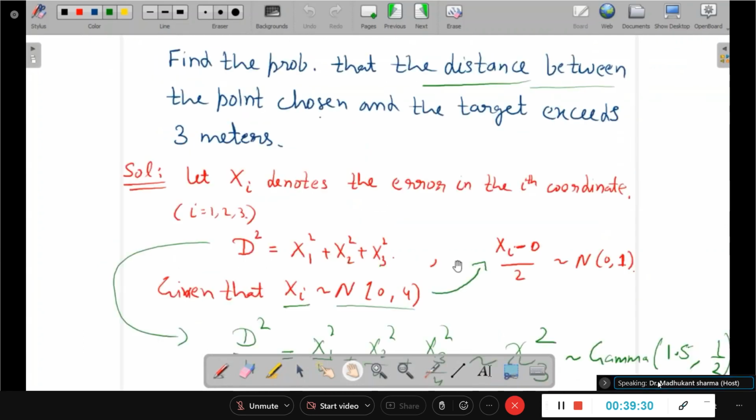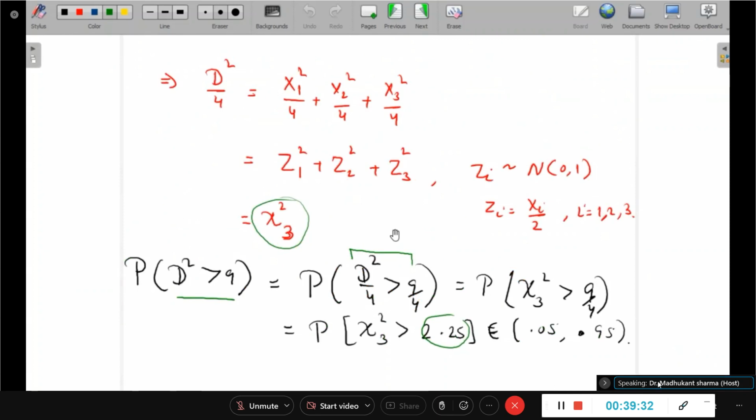If you look at here, it's going to give you the interval 0.05 to 0.9. So that's the probability that the distance to the target exceeds 3 meters.